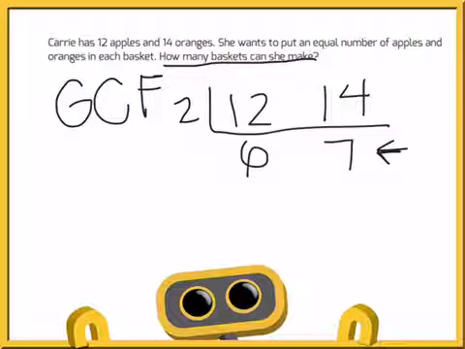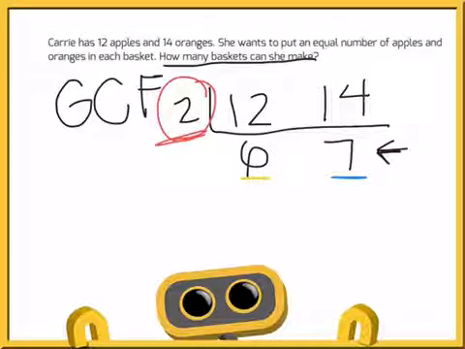So I'm trying to find GCF. I know it's going to be over there on the left, whatever factors they have in common, which means Carrie would make 2 baskets and it would have 6 apples in each basket and 7 oranges in each basket. When you're finding GCF, it does not mean you have to have the exact same number of apples to oranges. It's just asking you to split them up evenly so each basket has the same amount.